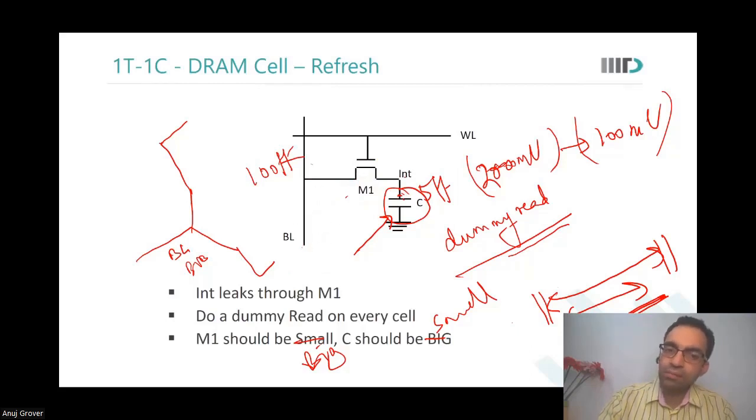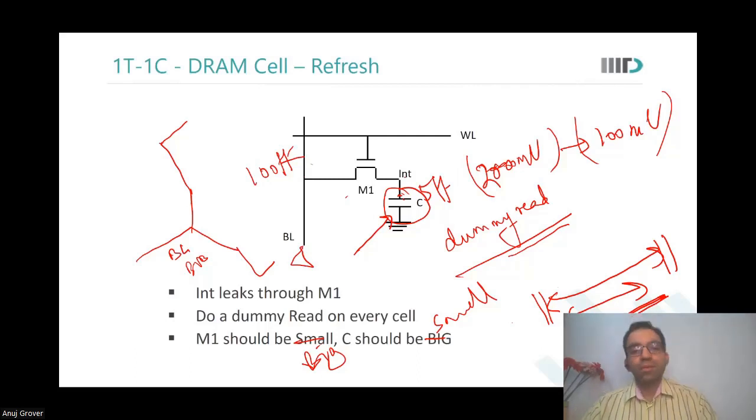Is that clear? Sir, how will we actually generate VDD by 2, sir? Because the real supply is VDD. We will come to that. Up to what I have explained so far, is it clear?